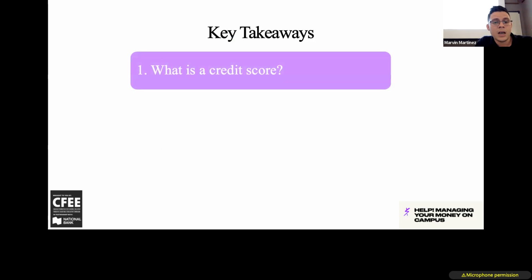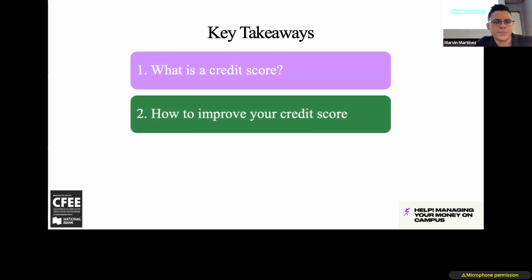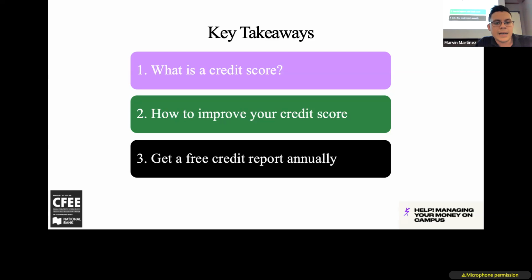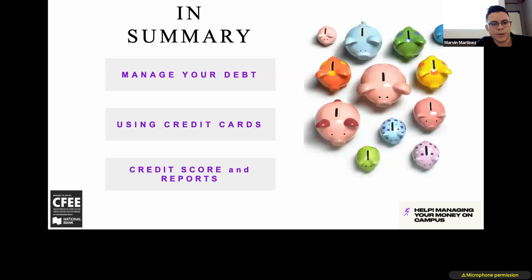So key takeaways. What is a credit score? As we learned, it's a number that rates how good or how responsible you are with money, right? How to improve your credit score? Well, we know those tricks now. We know that we have to pay on time. We have to be really careful about asking for new credit lines and all of that. And get a free credit report annually. You can go to Equifax or TransUnion every year, or depending on your bank, a lot of banks offer you credit score reports every single month. So in summary, manage your debt using credit cards, credit scores and reports. This is what we just learned today.